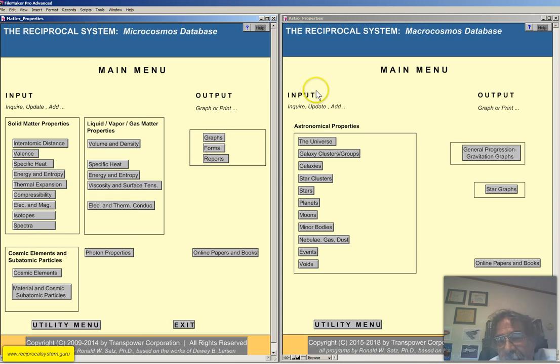In previous screencasts I've covered all the layouts here, just to review astronomical properties of the universe. Galaxy clusters and groups, galaxy, star clusters, stars, planets, moons, minor bodies, nebulae, gas and dust, and voids. If you just want to jump to all the videos and pictures, you just click on events. And I also cover general progression and gravitation graphs here and star graphs here. So please take a look at the previous screencasts for that.